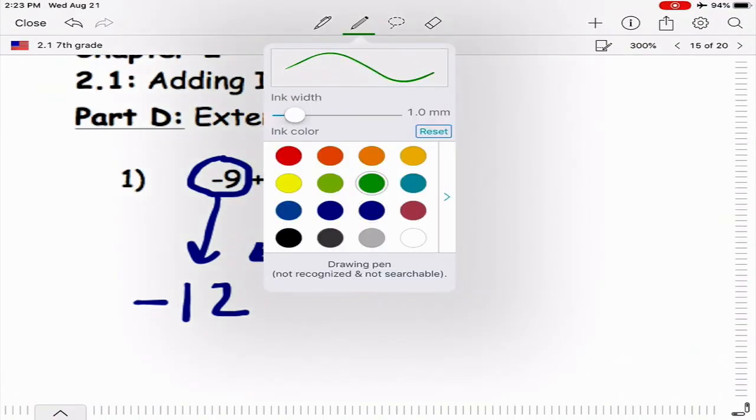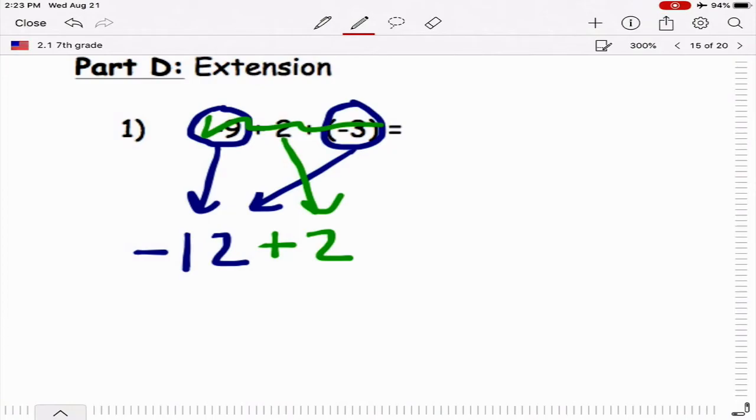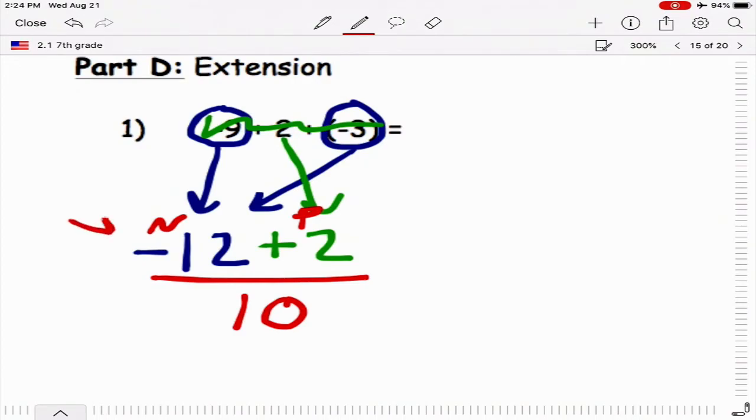Then I'll bring down that plus 2. Then I ask myself again, are signs the same or different? In this problem here, one's a negative and one's a positive. So here, signs are now different. So now I'm going to subtract. 12 minus 2 is 10. And then who has more players? The negative or the positive team? The negative team, right? The negative has 12 players. The positive team only has 2 players. The negative team's going to win. So my answer is not 10, but negative 10.